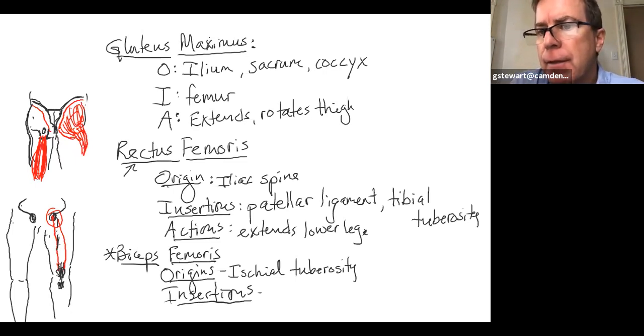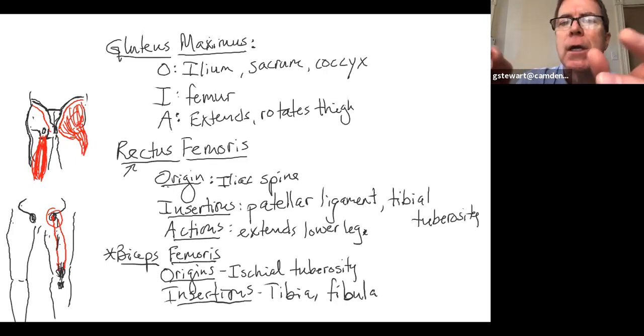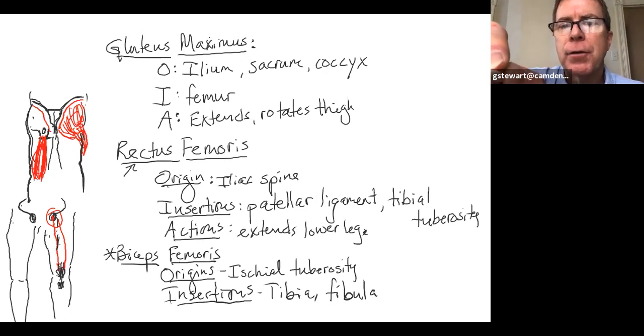So let me write that. It doesn't matter what order you write these in. Tibia, fibula, and I'll try to draw those. So the lateral side of this leg, the outside is here. And the lateral side on the right side would be over here, but we're doing the left. So one of the insertions is on the fibula side, the lateral side right here. And the other is more centered on the back of the tibia.